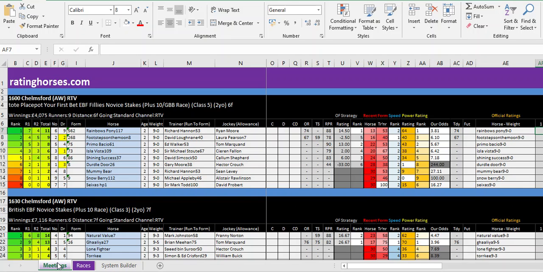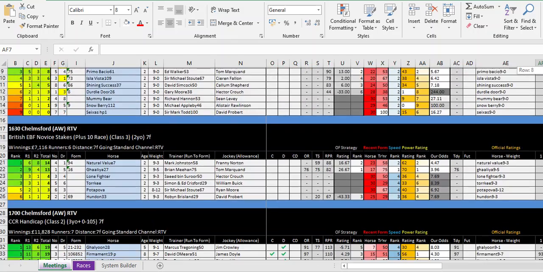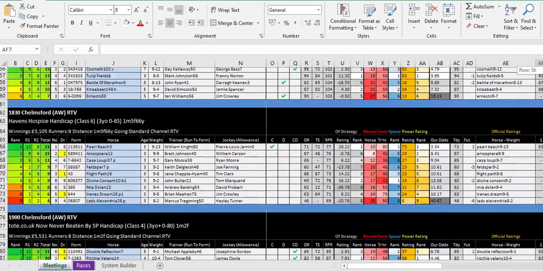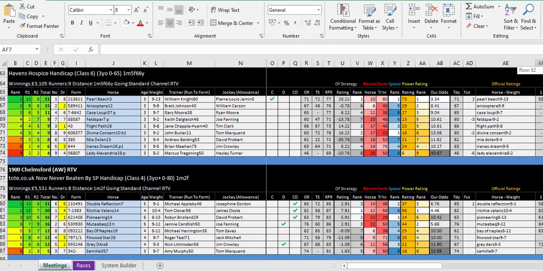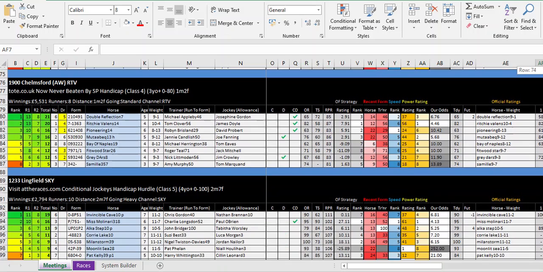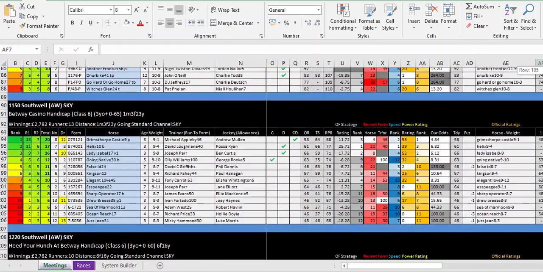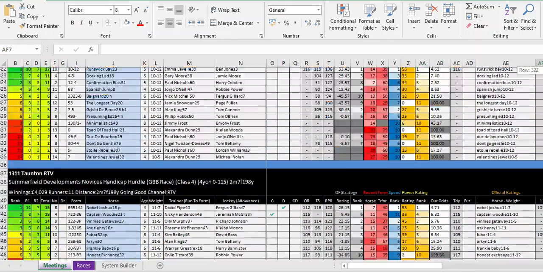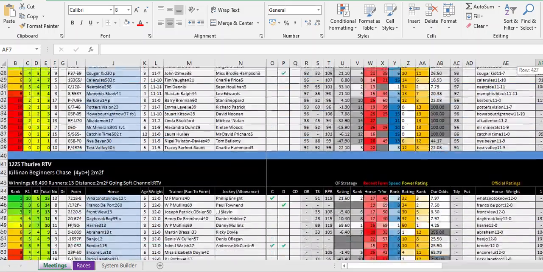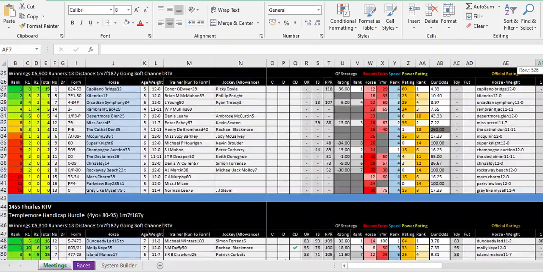Now, meetings and races are similar, in fact, in that all the data remains the same. The only difference will be that in the meetings tab, the races are put in alphabetical meeting order. So for this example, on Thursday, the 26th of November, Chelmsford is the first alphabetical meeting in order. Then we move down to Lingfield, Southwell, Taunton, and last of all is Thurles in Ireland.